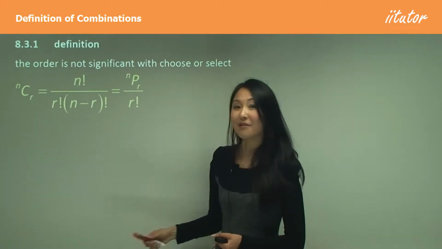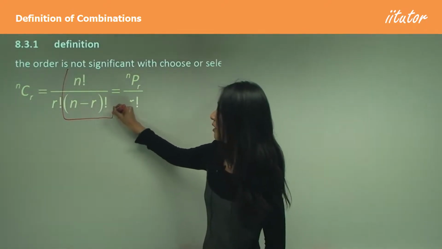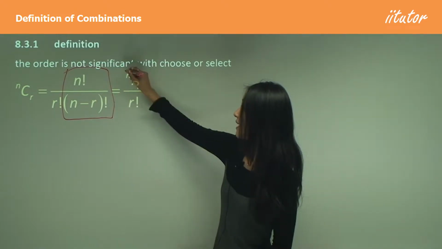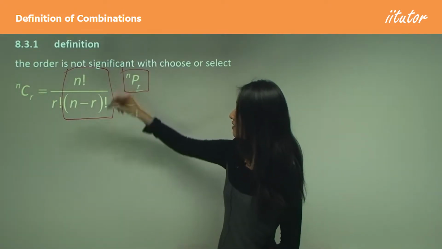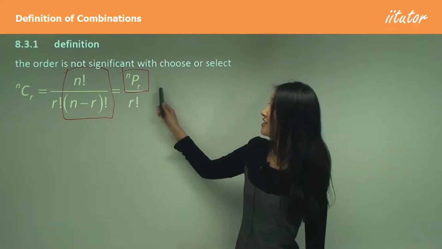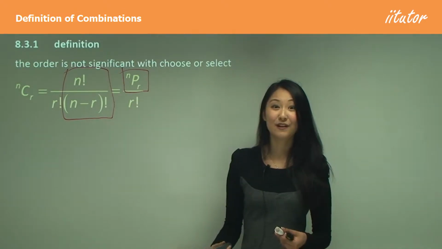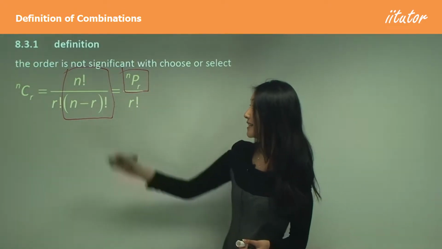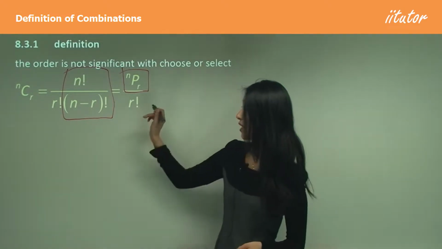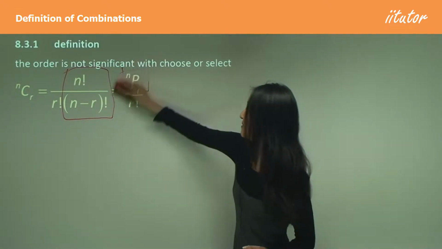But to help you memorize it, you can see that this n factorial over n minus r factorial is exactly the same as your equation for your permutation. It's actually your permutation, nPr, just divided by an extra r factorial. So the only difference with combination is that firstly, order is not significant, and it's going to be divided by an extra r factorial. So this is our definition for combination.